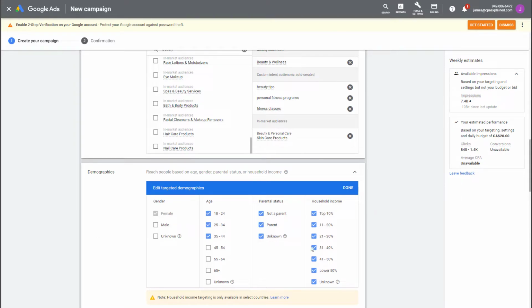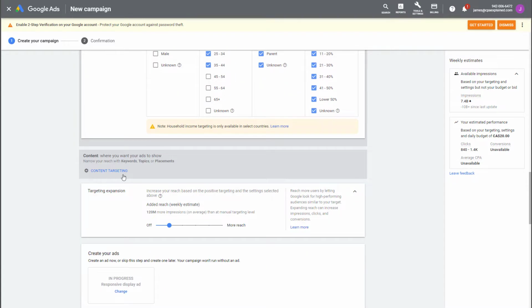Don't worry about household income. It's only for some countries. I never bother with this, but maybe you could get rid of the lower one. It's up to you. And again, I don't care if the person's a parent or not. That doesn't bother me at all. I'm just looking for women between this age that have these interests.